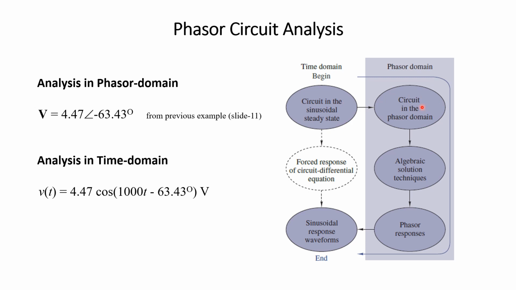Then there is no d by dt or integration in it. So we directly write loop equations or node equations, which are simple algebraic equations. And we then solve these equations, and the phasor response can at the end be converted to the time domain response, as we have seen in previous slides. So this is the quick comparison of analysis in time domain and analysis in phasor domain. Again, when we analyze the circuit in phasor domain, we find the steady state response.